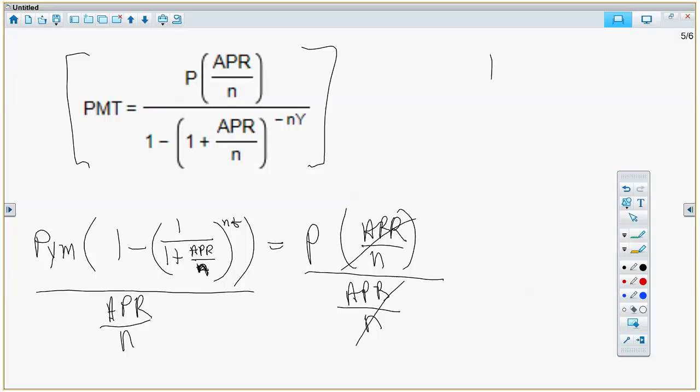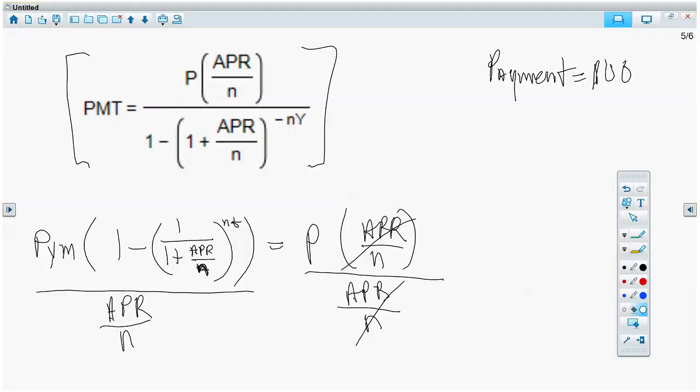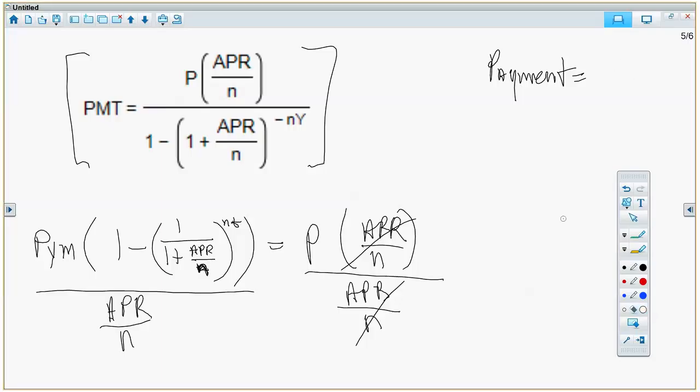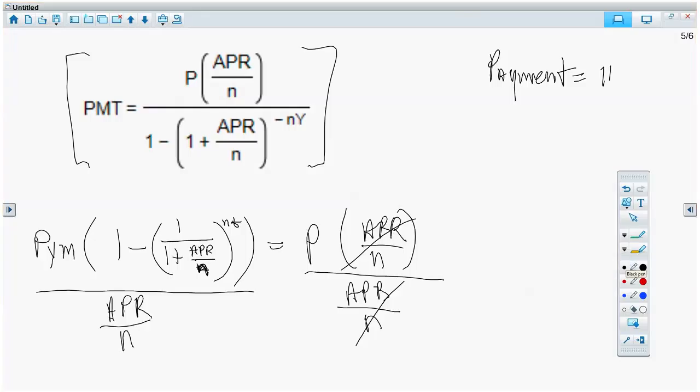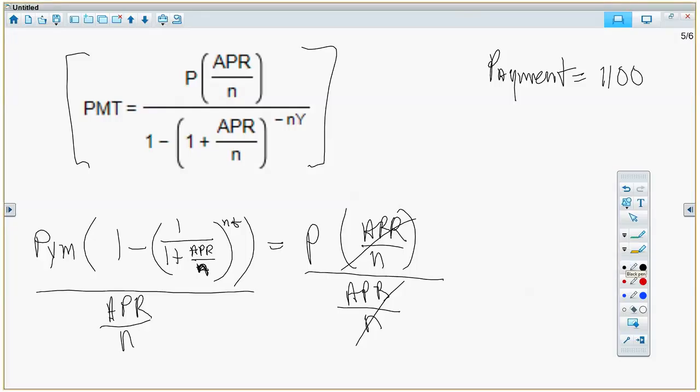Payment equals 1,100. Oops. N is equal to 12. 30 years, T is equal to 30. What else do I need to give you? APR is 4%. Run that through this formula.